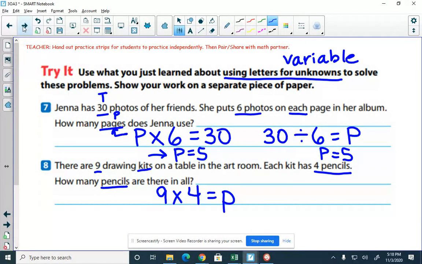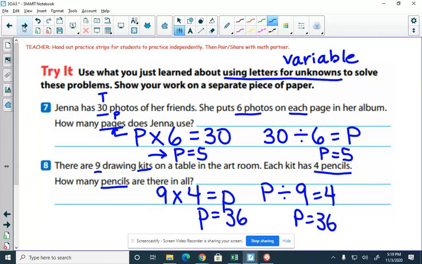Same here, if you're familiar with your facts, your 4's facts, your 9's facts, you know that 4 times 9 is 36, so P would be equal to 36. And just for practice, we can write a related division sentence, but I don't know my total. P, what would be my total number of kits if I'm going to have 4 of them and have 4 in each group? Same thing, the missing part of the problem.